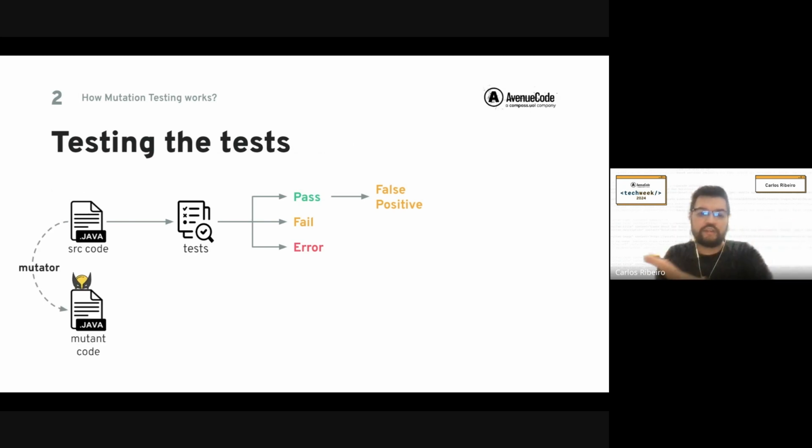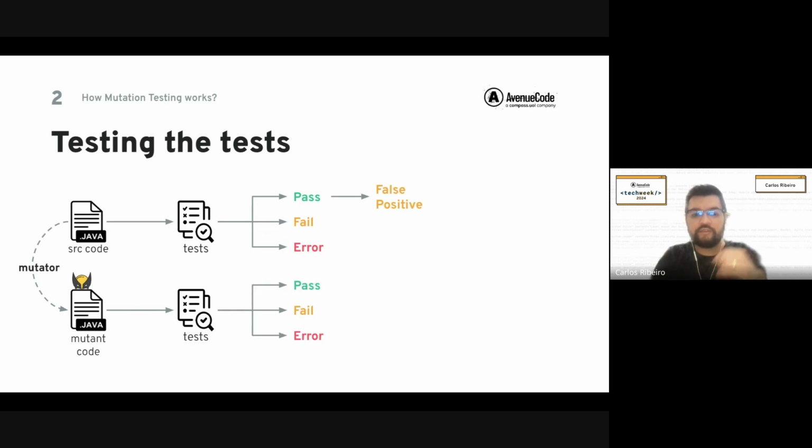Instead, you will run your tests, okay? This first step continues as usual, but you will run a mutator that will generate a mutant code. It's basically the same class with some difference. After that, you run this mutant code against all your tests, and you can have the three possible outcomes again. But here there's a difference.